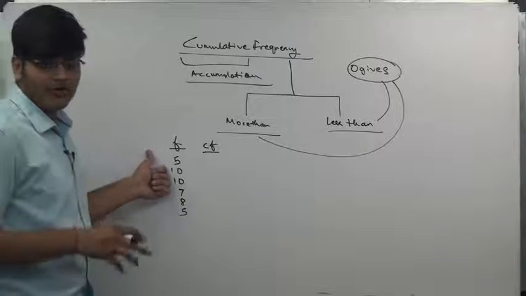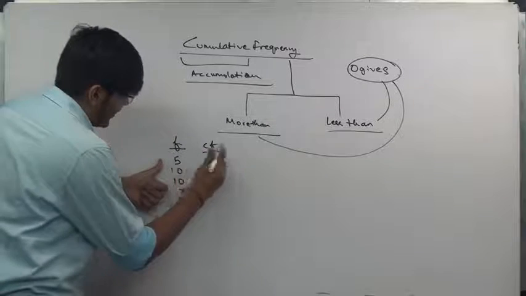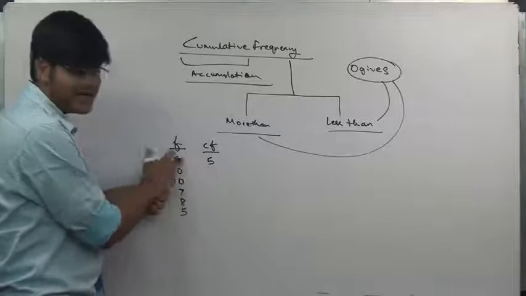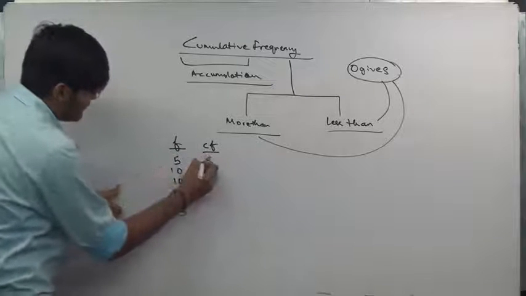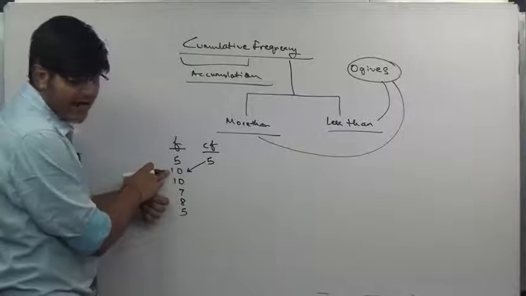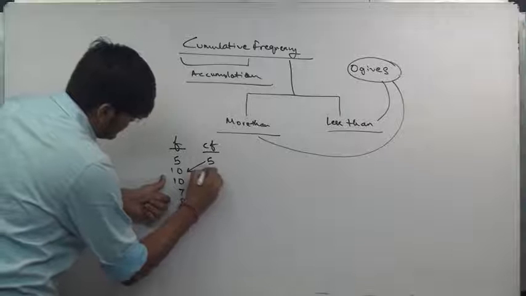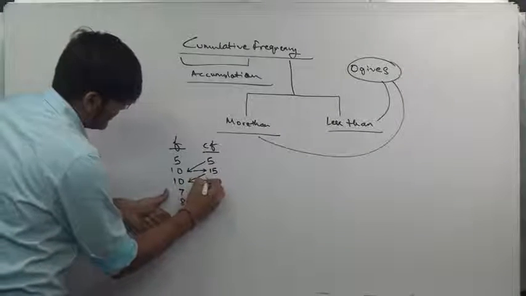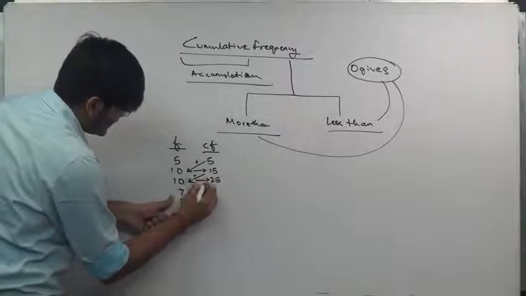What you have been doing, or the basics you have learned till now, must be this: the first figure that you write down should be the same as the frequency, because there is nothing to add before it. Next, we add 5 with 10. With the next figure we add the cumulative frequency that we have got. 5 plus 10 comes to 15. Then again we add 15 and 10. What we get is 25.